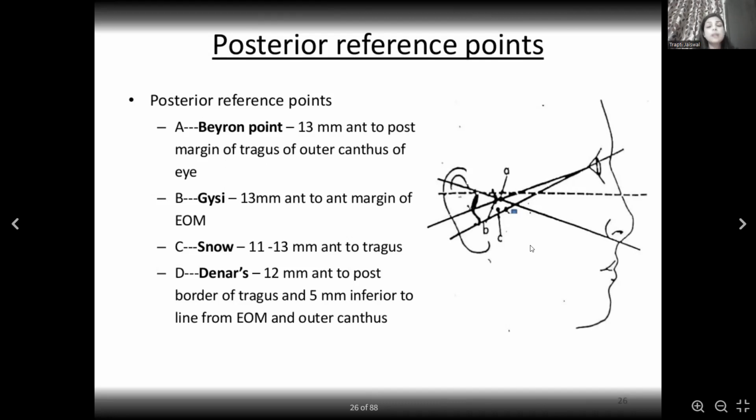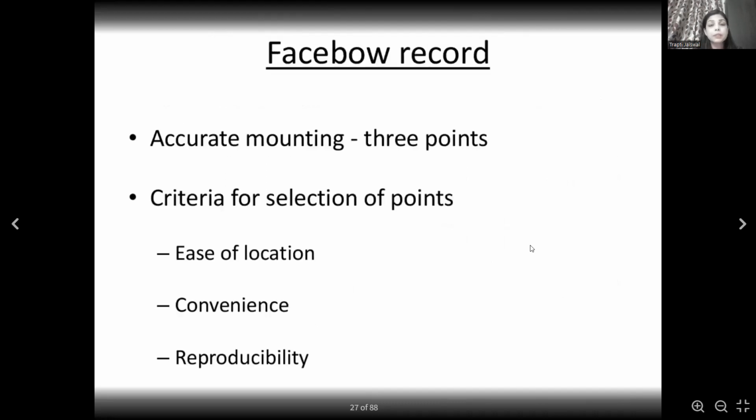The Gysi point is 13 mm anterior to the anterior margin of the external acoustic meatus. Another point is the Snow point, which is 11 to 13 mm anterior to the tragus, and the Dinar point, which is 12 mm anterior to the posterior border of the tragus and 4 mm inferior to the line from the external acoustic meatus to the outer canthus. These are some posterior reference points you need to remember.